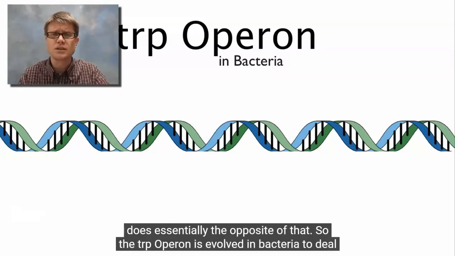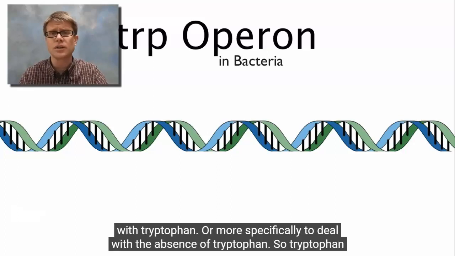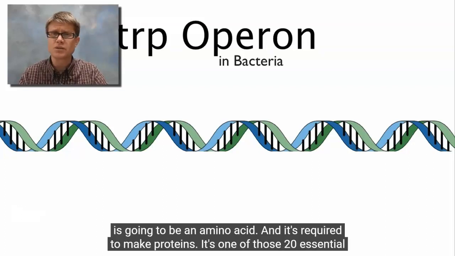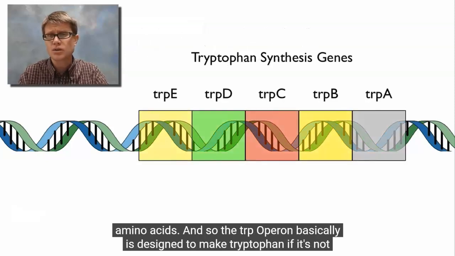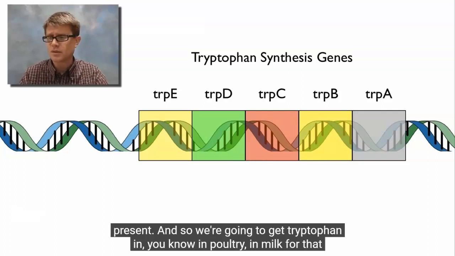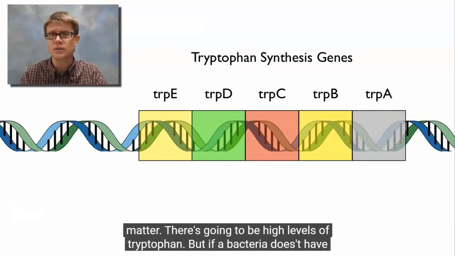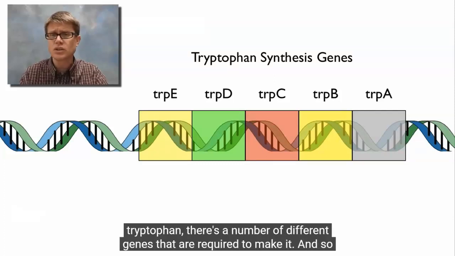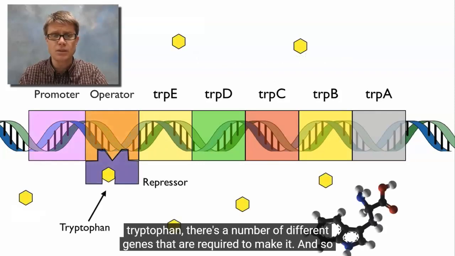So the trip operon evolved in bacteria to deal with tryptophan, or more specifically to deal with the absence of tryptophan. So tryptophan is an amino acid, and it's required to make proteins. It's one of those 20 essential amino acids. And so the trip operon basically is designed to make tryptophan if it's not present. And so we're going to get tryptophan in poultry, in milk for that matter. There's going to be high levels of tryptophan. But if a bacteria doesn't have tryptophan, there's a number of different genes that are required to make it, and so they can make their own.